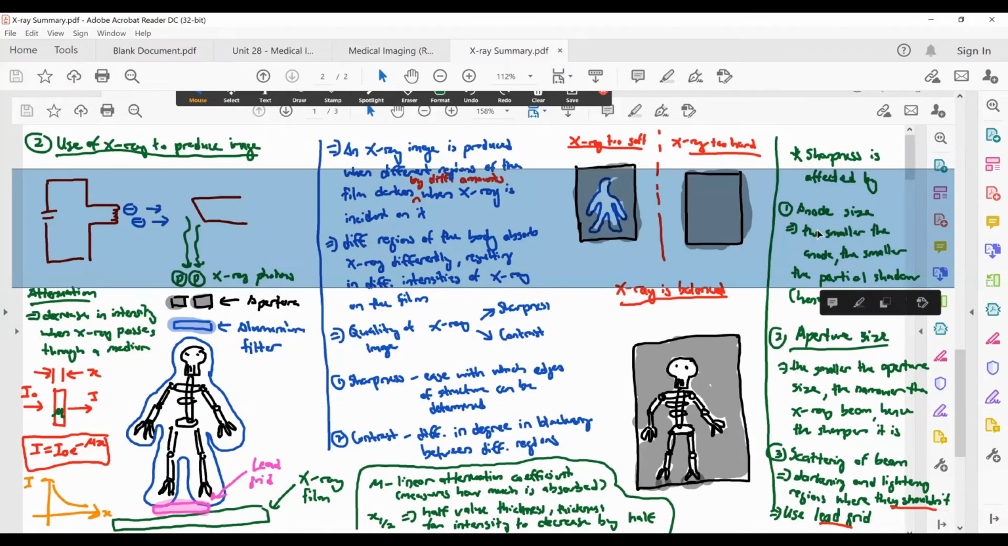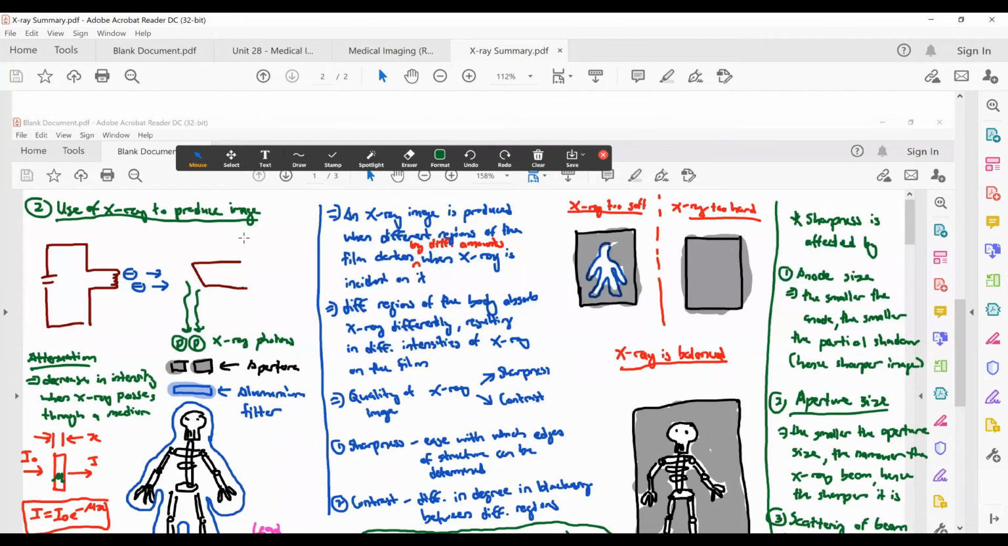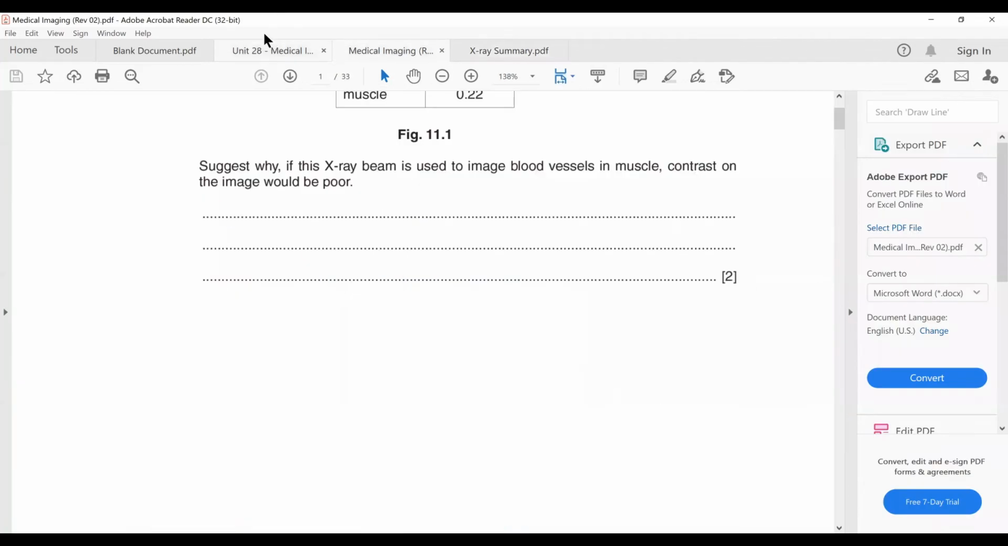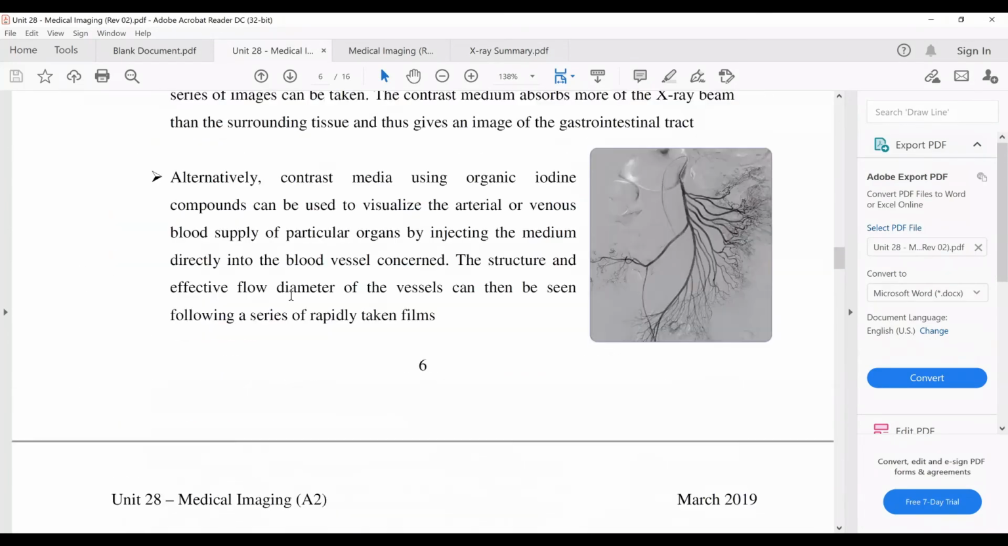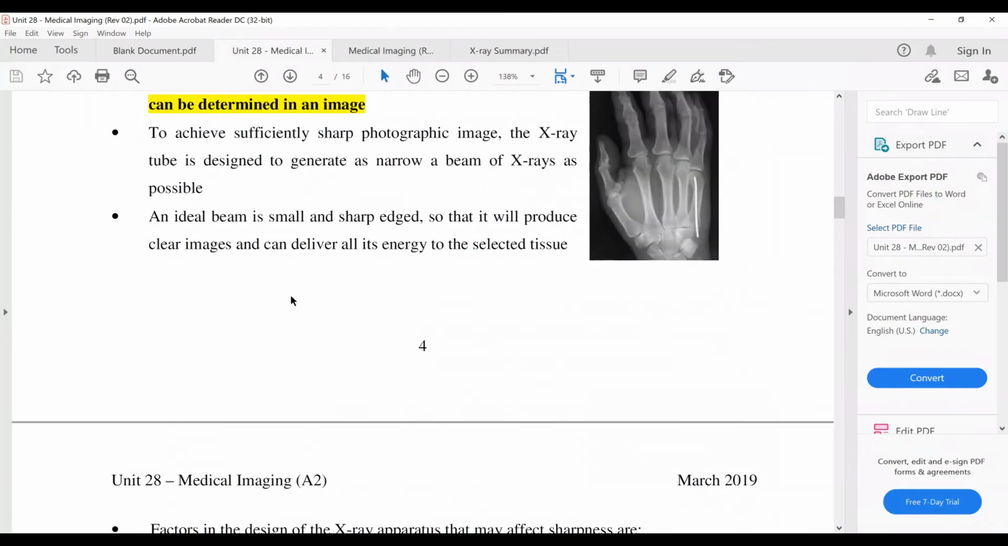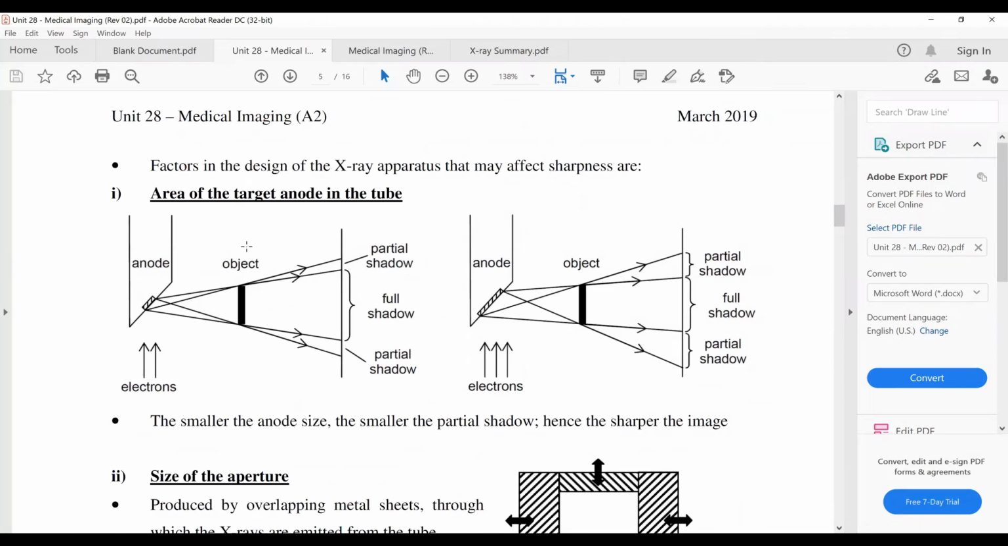The anode that we're talking about here is this one, the one where you expect electrons to hit and then produce an X-ray beam. If the anode that you use here is very large, you're not going to get a very sharp image. You need to use a small anode so that you get a very sharp image. You can think of it as being similar to something like this. This one you have to refer to page 5.